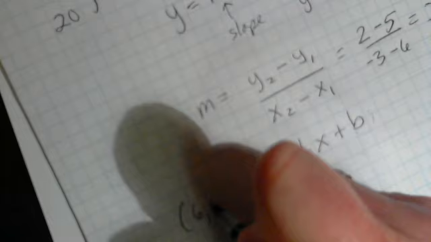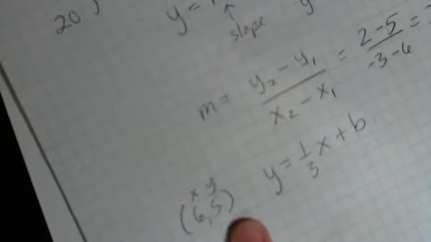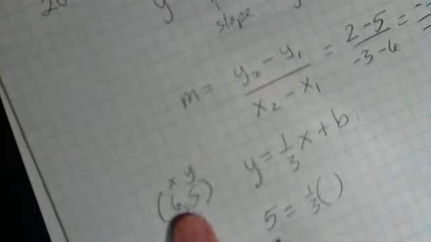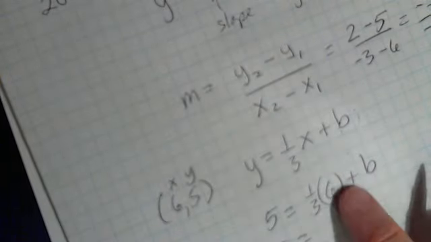I'm going to write that down here as the x and y to use in my equation, so I only have one unknown, b, so I can solve for it. So let's do this. The y value is going to get replaced with 5. So 5 equals 1/3 times the x value, and the x value is 6, plus b. Just about done. Got a little simplifying to do here. 1/3 times 6. 1/3 of 6 is 2.